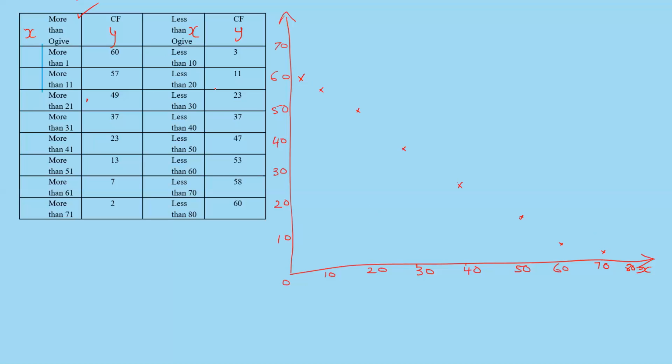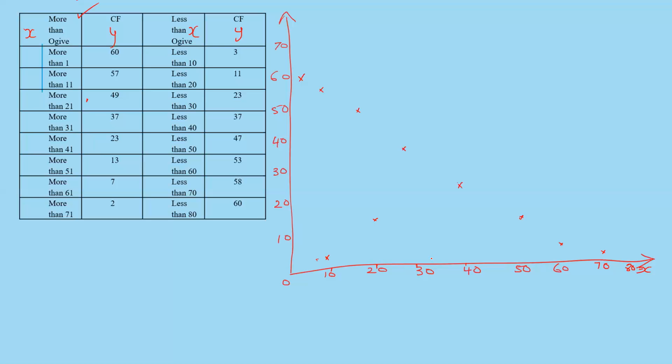For the less than ogive, here you can see it is less than 10 on the x-axis. So 10 on the x-axis and 3 on the y-axis. Then less than 20, and 11 on the y-axis.